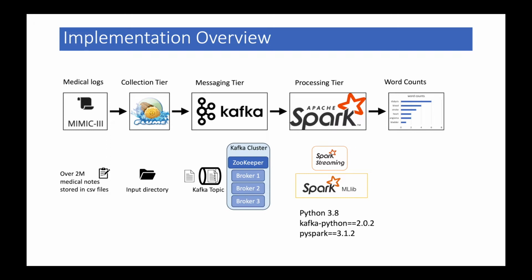Flume was configured to monitor a single input directory for new files, processing them one line at a time and pushing corresponding events onto a Kafka topic. Kafka was implemented using Docker containers, specifically running with one Zookeeper node, 3 broker nodes, and a replication factor of 2. A Python-based Kafka consumer application was written and run as a Spark job. Spark's machine learning library was used to apply natural language processing techniques to the notes to extract and count individual words. The word counts are ultimately printed to the console and updated as new data comes in.